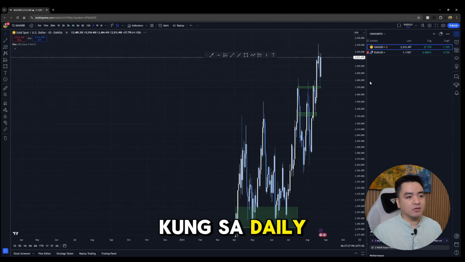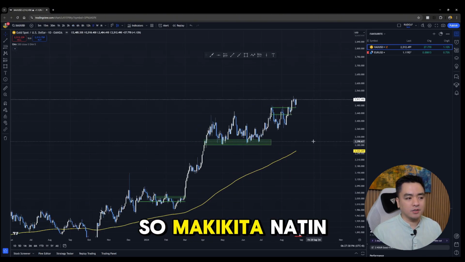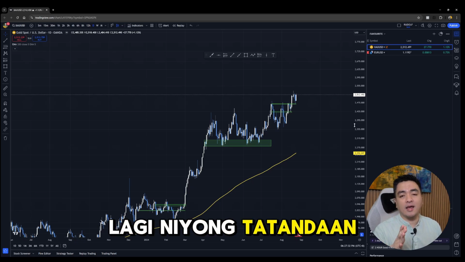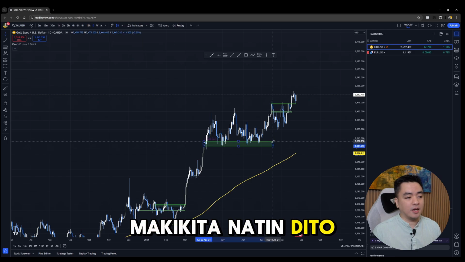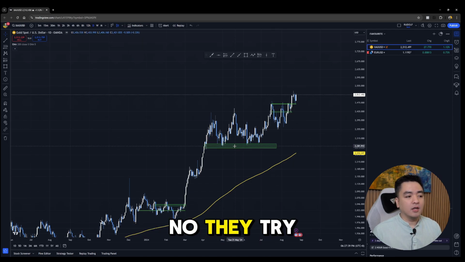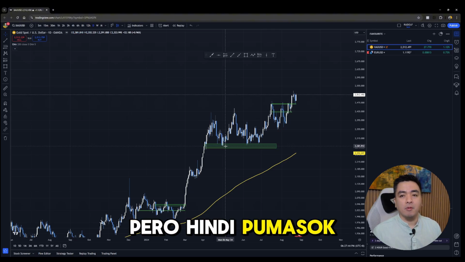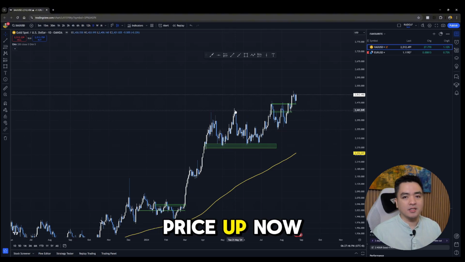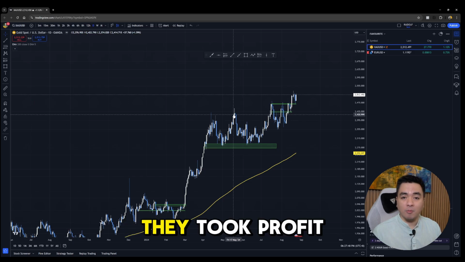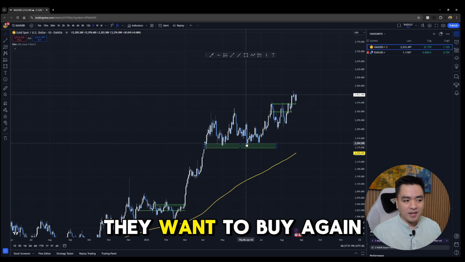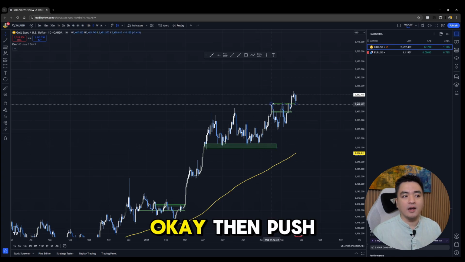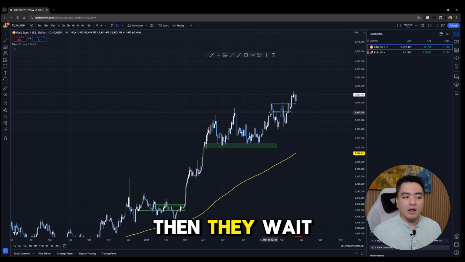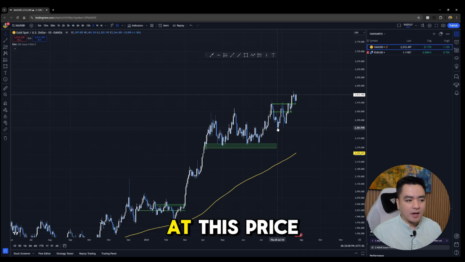And titingnan natin kung sa daily, ano yung malalakas na support. So makikita natin sa daily, lagi nyo tatandaan, the higher the time frame, the stronger the support and resistance. So makikita natin dito yung gold, no? They tried to break below 2279, 2280, pero hindi. Pumasok po yung mga buyers here, pump the price up. Now, bakit siya bumagsak? They took profit. They wanna buy again on that price, and then they take profit, and then like that. Okay? Then push up. Then, they wait for a discount, and they buy again at this price.